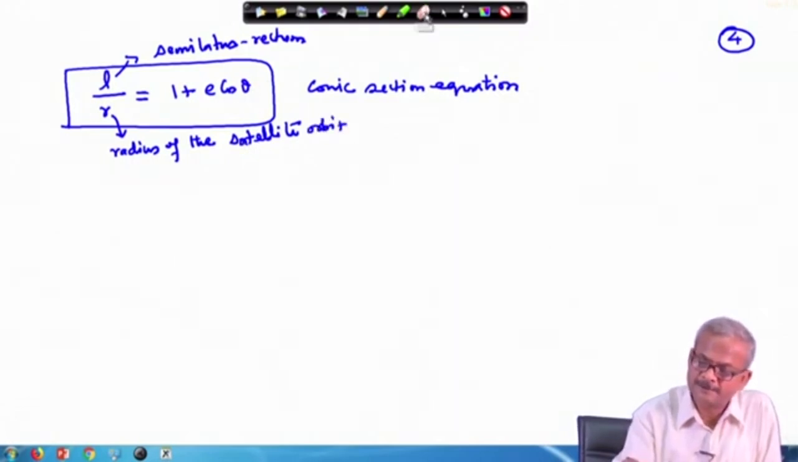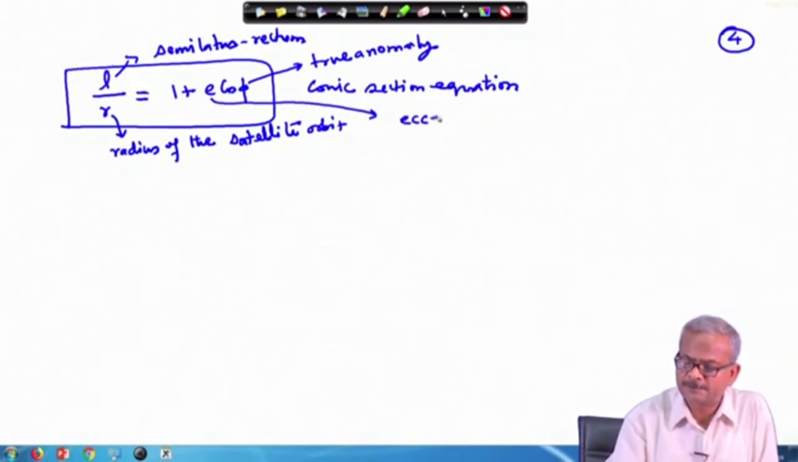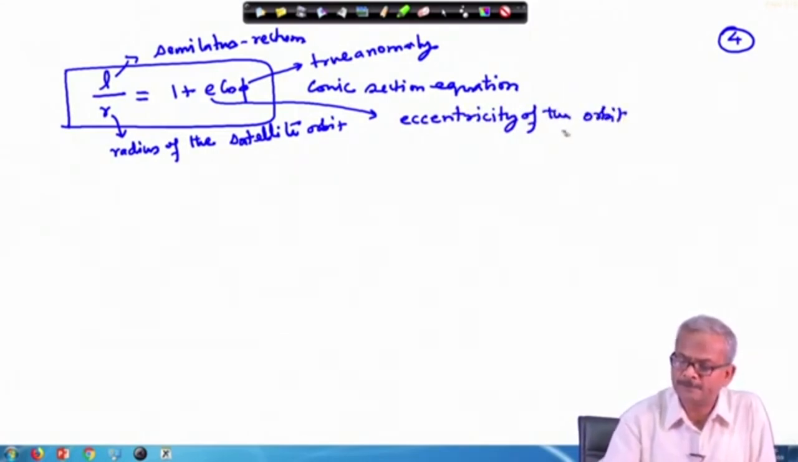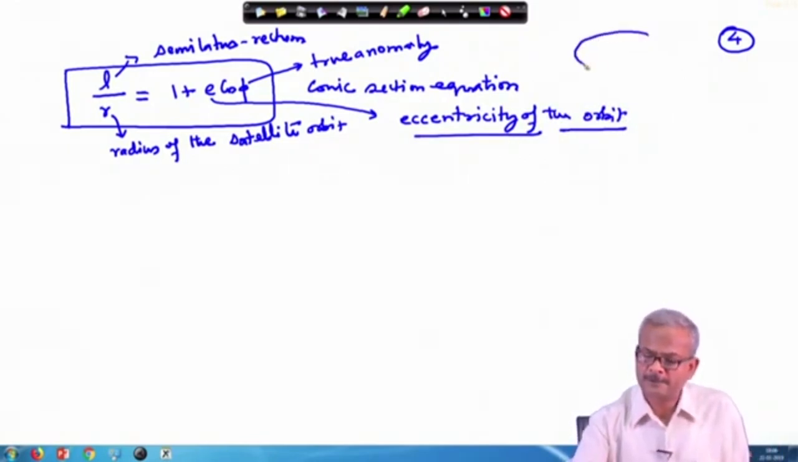And this theta I will change to phi. Instead of using theta, I will be using the notation phi here. This is called the true anomaly, and this E is the eccentricity of the orbit. So, we are dealing with the elliptical orbit.